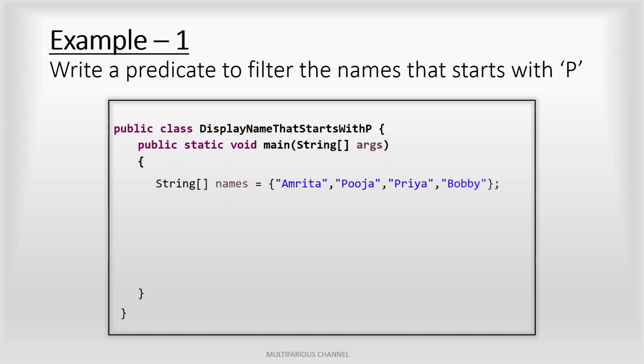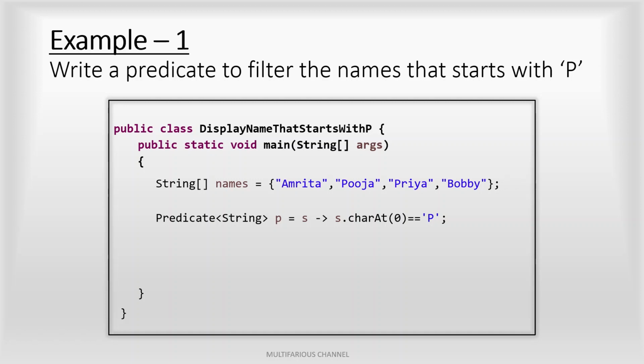Let's assume I have an array of strings which contains different names. Now from this array I want to filter only those names that start with the alphabet P. So here I will write a predicate that will tell me whether the string I have passed to it starts with P or not. So let's write a predicate for it. Predicate of type String that takes a string and checks the character at its zeroth index. If that starts with P, it will return true, else it will return false.